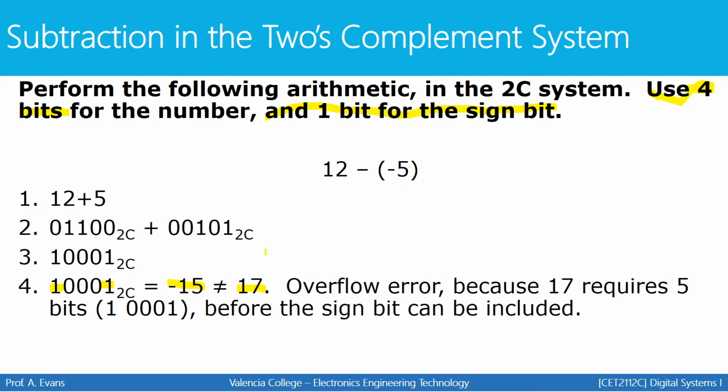plus 5. This is called an overflow error because the number 17 requires 5 bits before the sign bit can be included. That means we need at least 6 bits to store the number 17. We need 5 bits for the number plus 1 bit for the sign bit. And according to the directions, we only had 4 bits for the number plus 1 bit for the sign bit. So this is what we call an overflow error because the answer we were expecting won't fit in the space allowed. So we won't ever get the right answer when adding these quantities together if we have an overflow error.